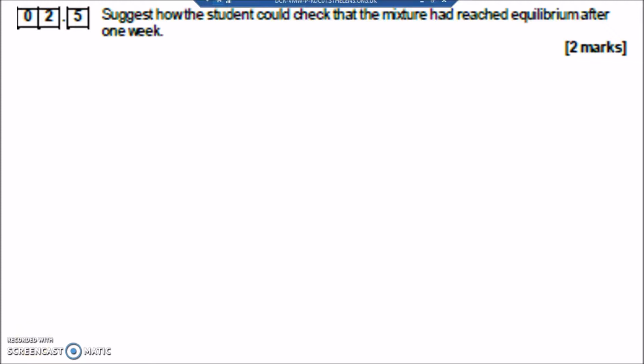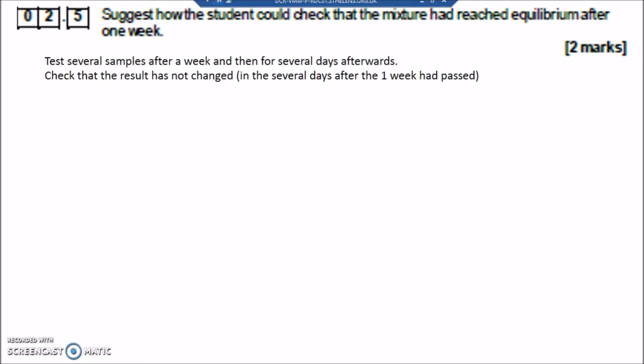Question 2.5. Explain how the student could check that the mixture had reached equilibrium after 1 week. Well, after 1 week you take some samples and then you take some further samples in the forthcoming days to see if the concentrations of the reactants and the products had changed. If they hadn't, then you'd know that it had reached equilibrium. The concentrations of the reactants and products don't change at equilibrium because the forward and backward reactions are at the same speed, at the same rate.